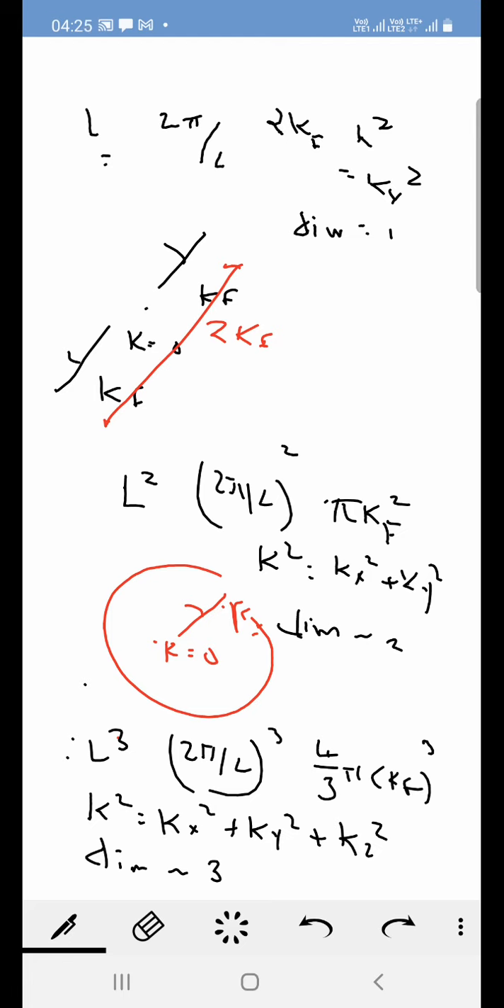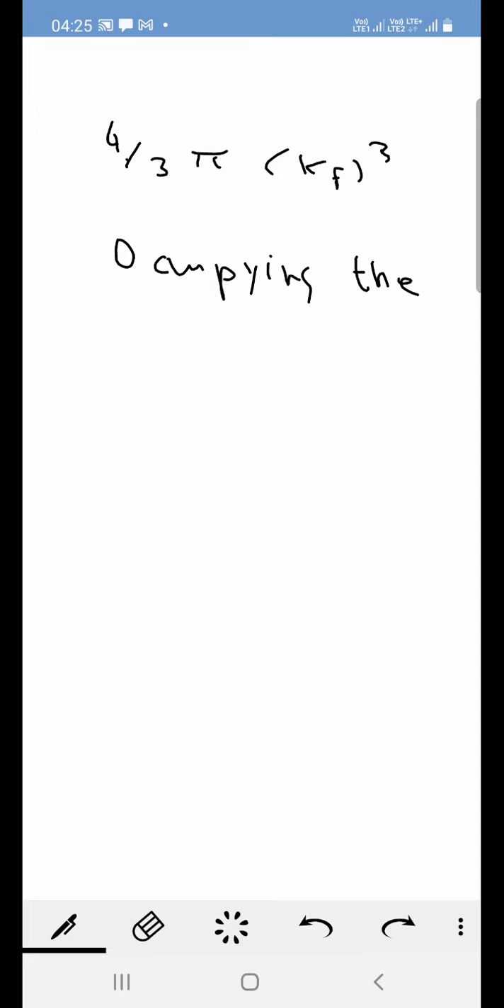Now if you look into this volume, this is the volume in the reciprocal space, which is actually occupying the delocalized valence electrons. So 4/3 pi Kf cube is occupying the valence electrons involved in conduction.